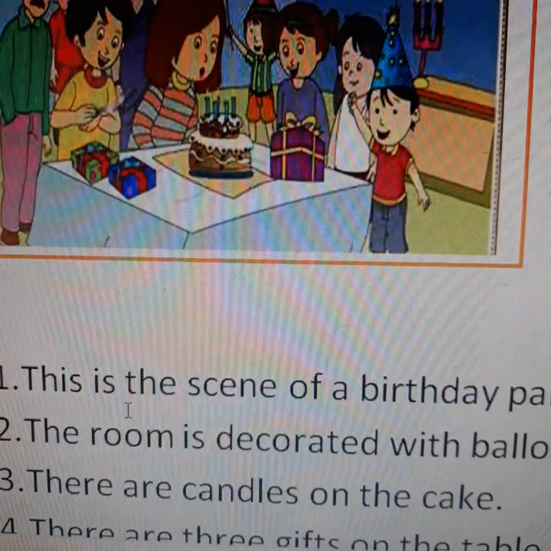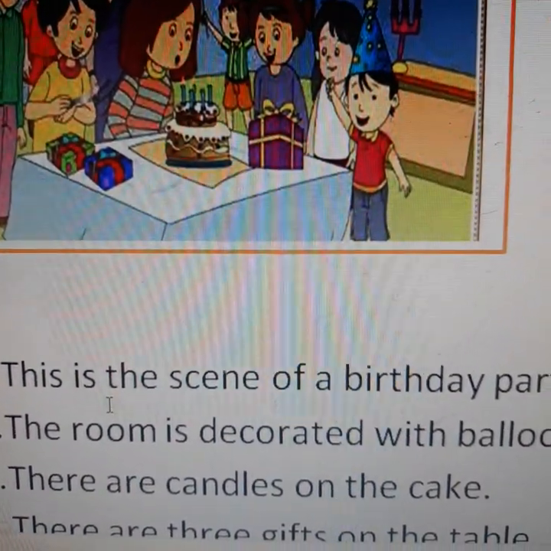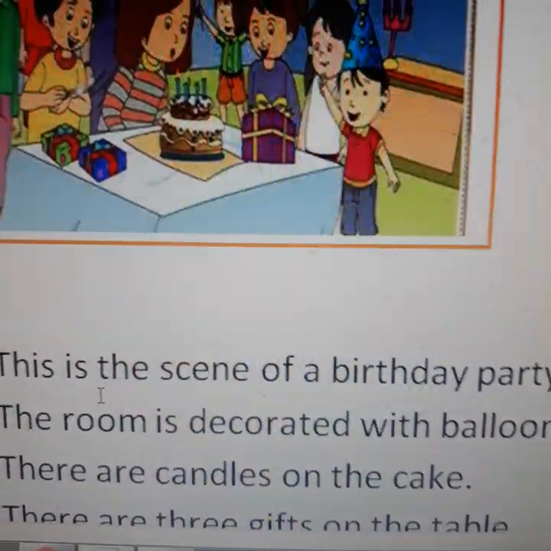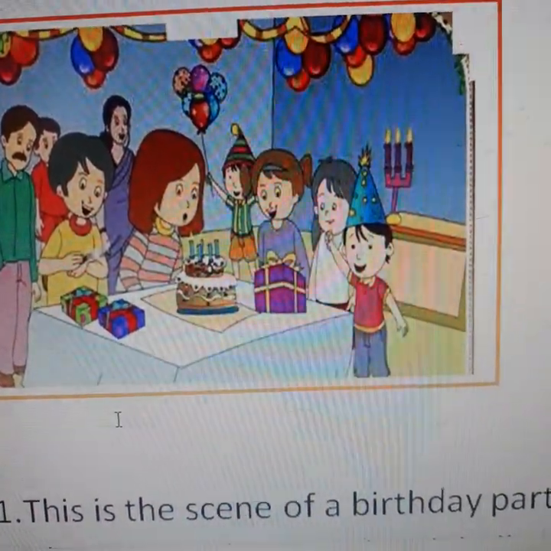Okay, this will give you the habit of framing sentences, and it will help you to do your picture composition as well. Okay, kids, so for today you have to do this picture in your picture composition notebook.